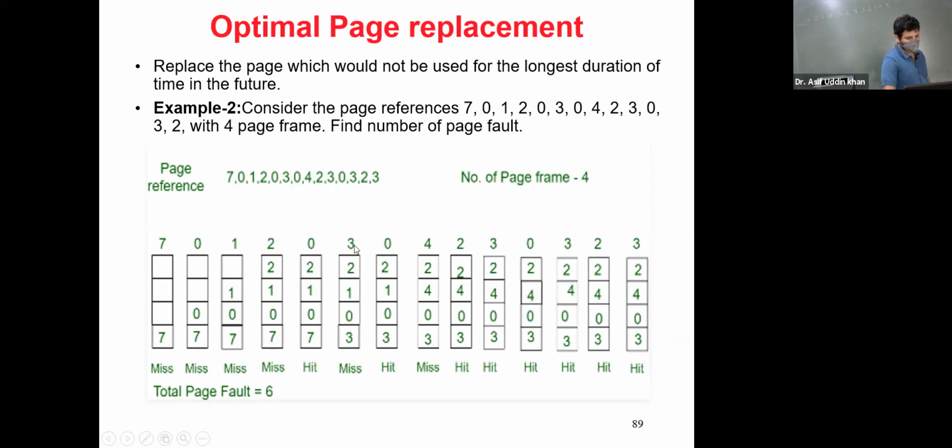Then required is 3. So is 3 present or not? No, 3 is not present. So what to do? You have to bring page number 3 from the hard disk and load it here, but no frames are free here. You have to remove someone. So which one to remove?